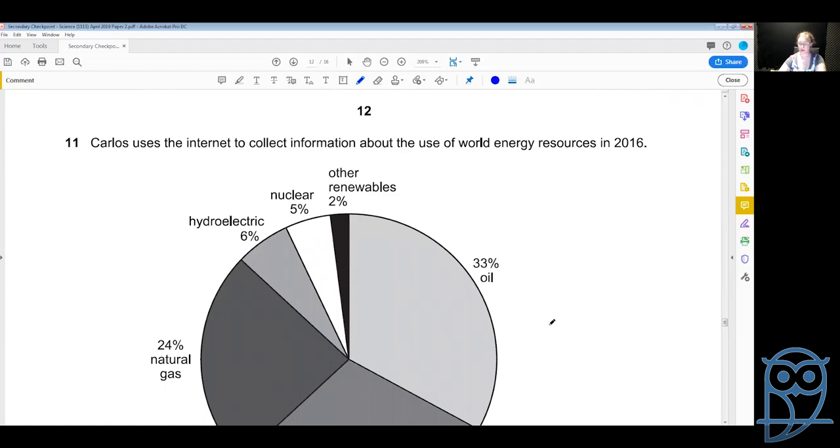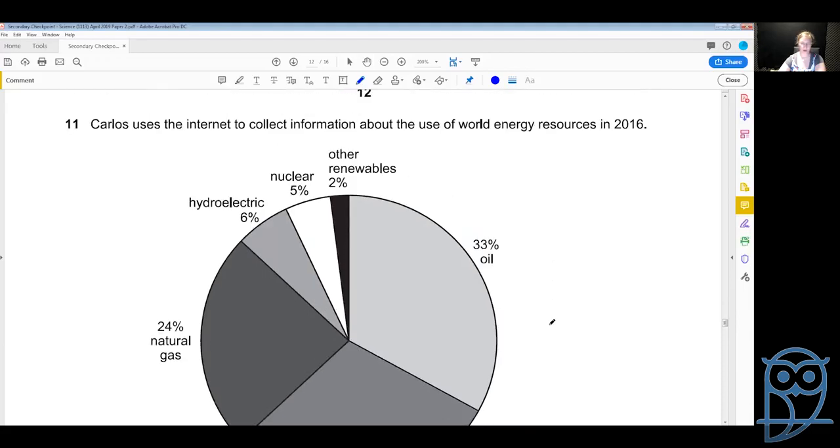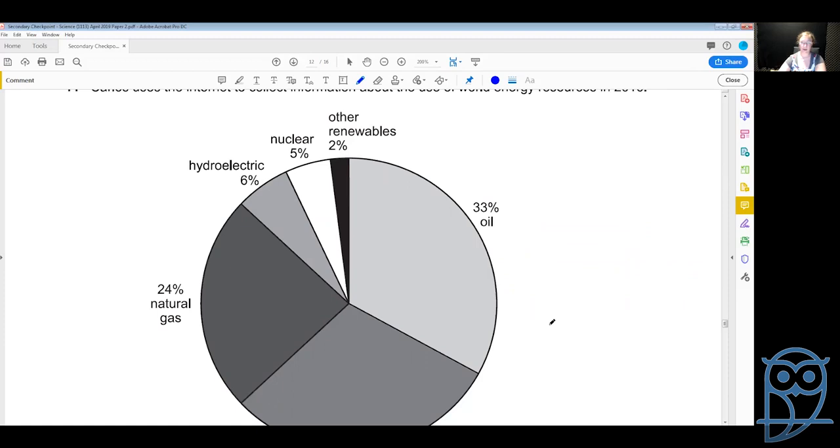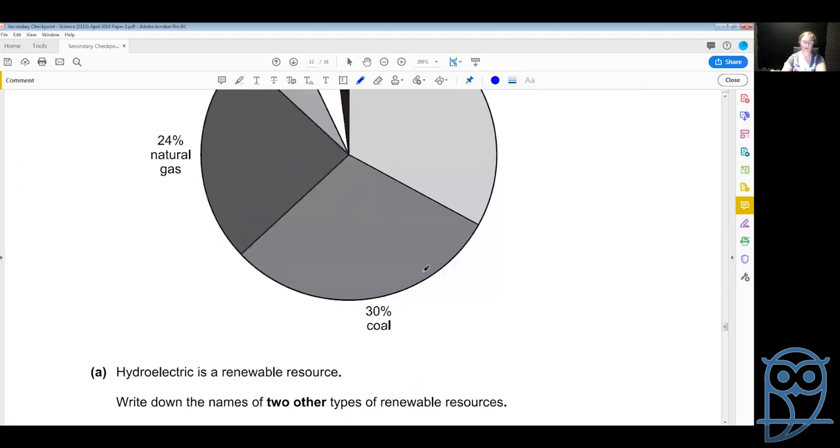So I hope that helps. We've got 2 minutes left, so let's see if we can do one more question. So question 11 says, Carlos uses the internet to collect information about the use of world energy resources in 2016. So here we have a pie chart of the resources. There's other renewables, nuclear, hydroelectric, natural gas, oil, and coal down here.